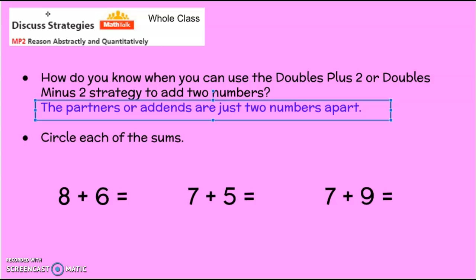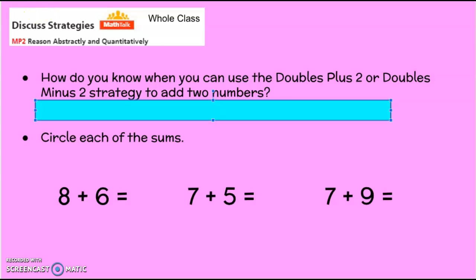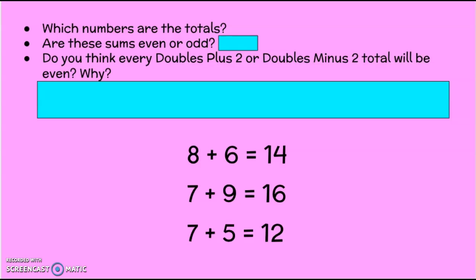So circle each of the sums. Eight plus 6 equals blank. So the sum would go here. So are you going to do a double plus 2? Yeah, or a double minus 2. Yep, these are 2 numbers apart. These are 2 numbers apart. 7 and 9. Which numbers are the totals?